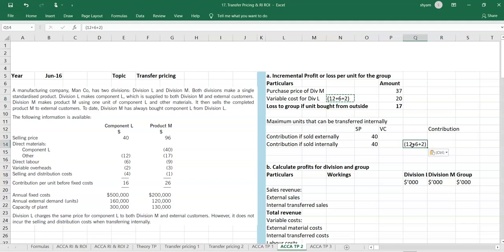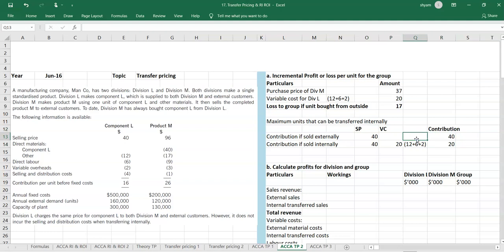Internally, if they're going to sell, it's going to be this number. So again, it's going to be 20, right? It's going to be 20. So just for calculation purpose, I put it here. So contribution would be 40 minus 20. Okay, so the same thing we have to work out for this one.